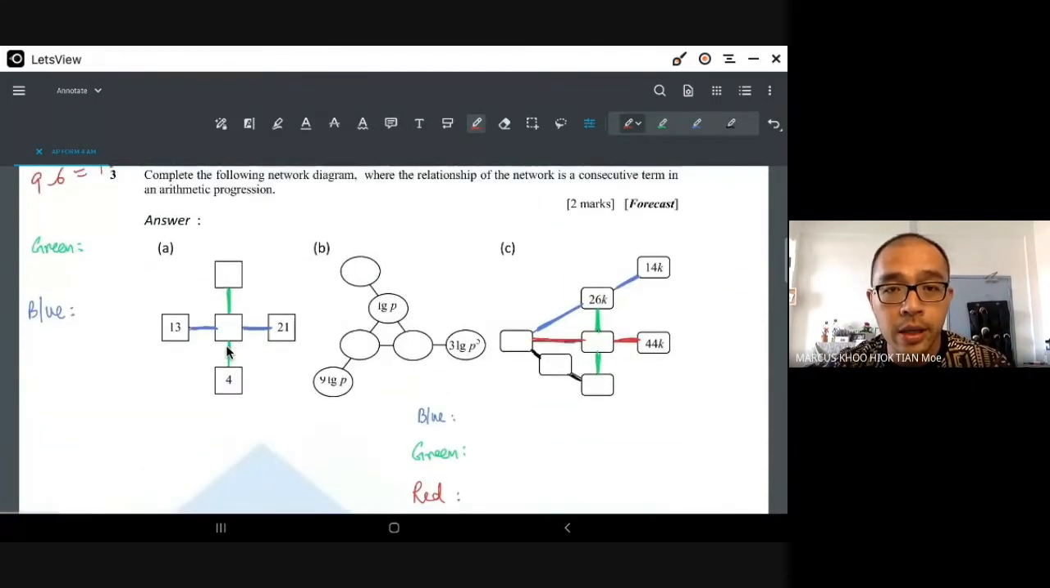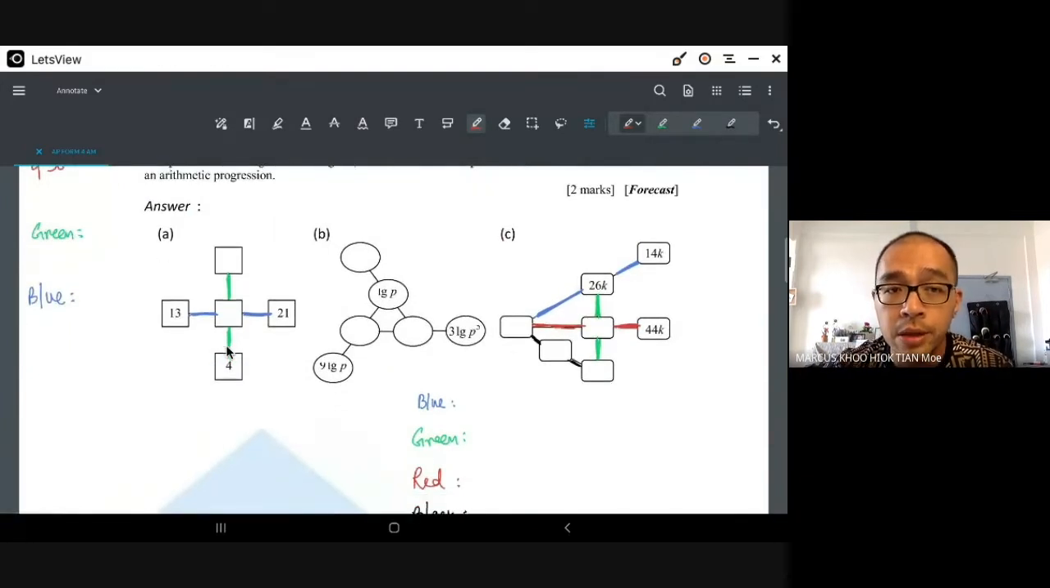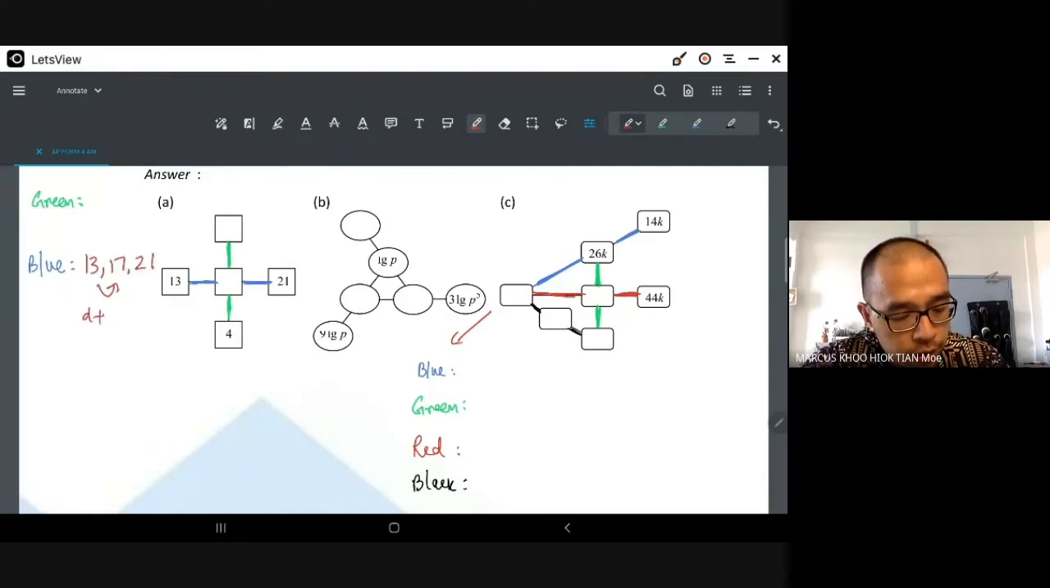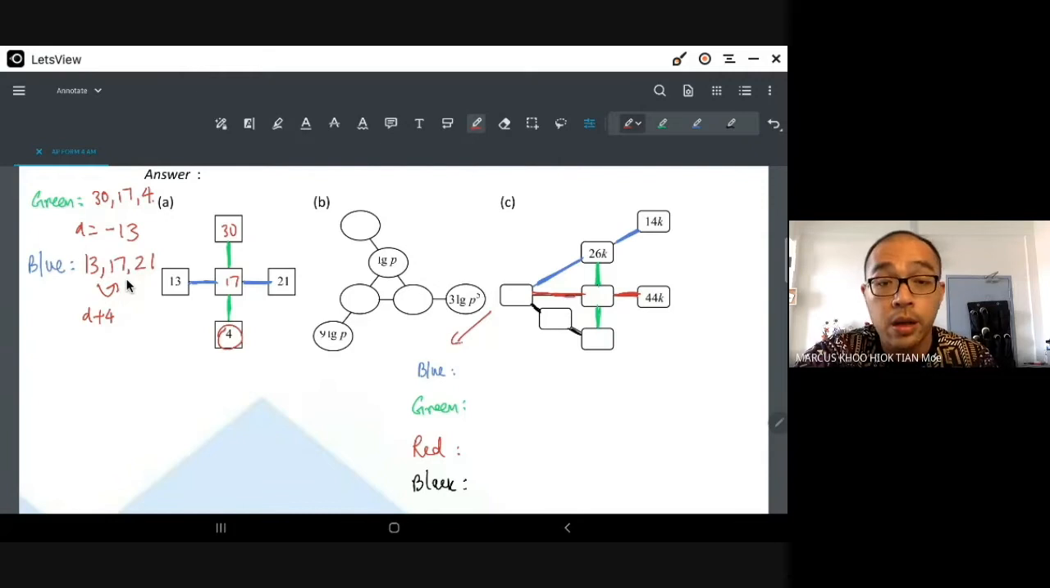Alright, let's take a look at this. Can anybody give me the answer for this? Did you try this? What is the green color progression? What is the blue color progression? In this one is question C. What is the blue, green, red and black color progression? Blue is 13, 17, 21. The D is plus 4. Very good. 30, 17, 4, right? So 30, 17, 4. The D is minus 13. So this is 30, 17 and so it makes sense.